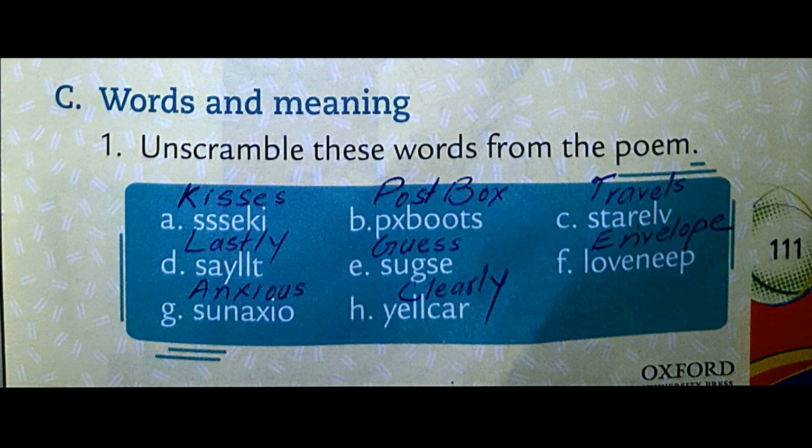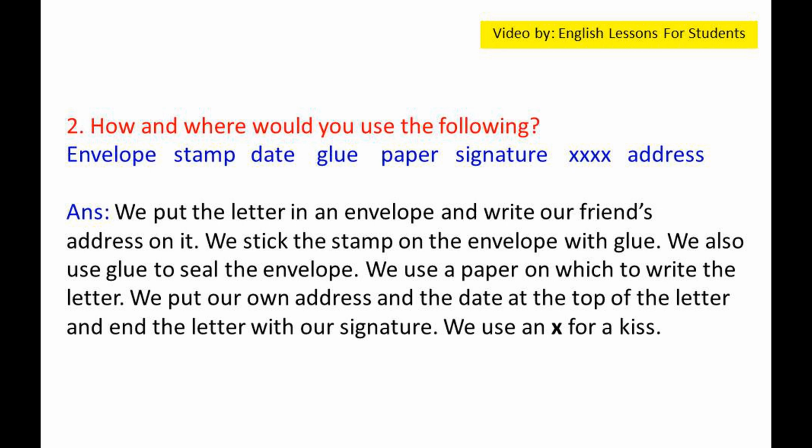C. Words and meaning. 1. Unscramble these words from the poem. A. Kisses. B. Postbox. C. Travels. D. Lastly. E. Guess. F. Envelope. G. Anxious. H. Clearly. 2. How and where would you use the following? Envelope, stamp, date, glue, paper, signature, X, address.